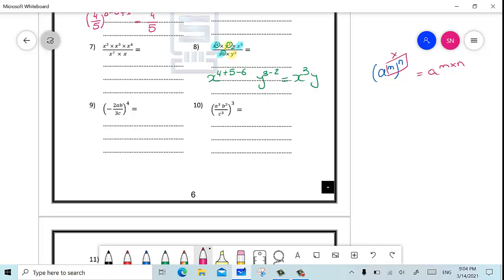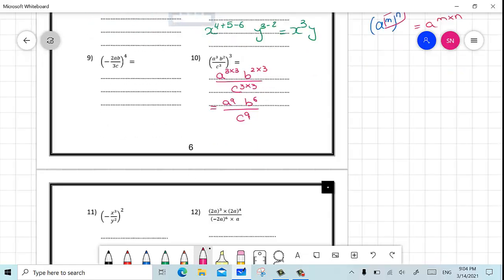I have a to the power of 3 and it's raised also to the power of 3. So I will have a to the power of 3 times 3, b to the power of 2 times 3 over c to the power of 3 times 3. A to the power of 3 times 3 equals a to the power of 9. B to the power of 2 times 3 equals b to the power of 6 over c to the power of 3 times 3, which is c to the power of 9. Can you see how easy it is? We just need to know the rules and apply them. And let's go now for page 7.